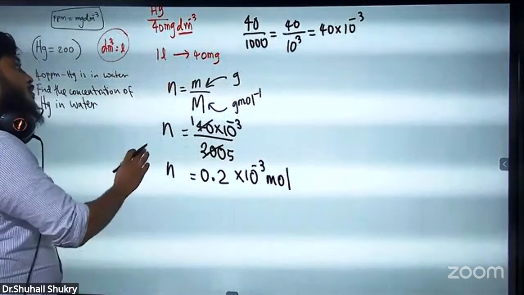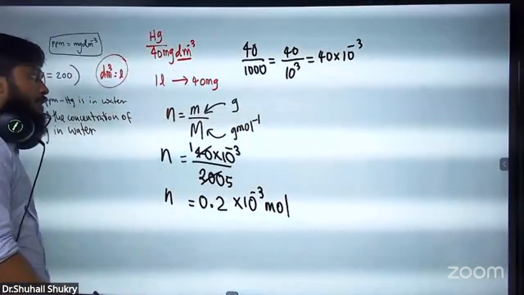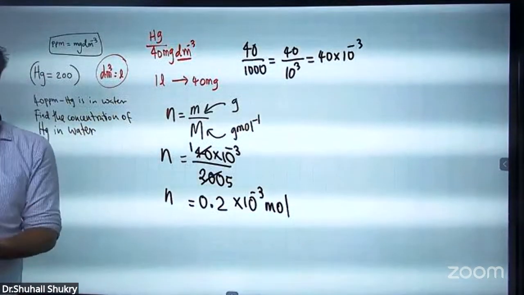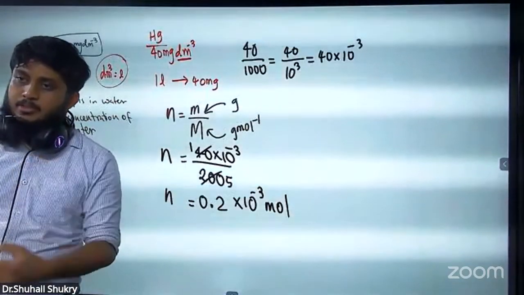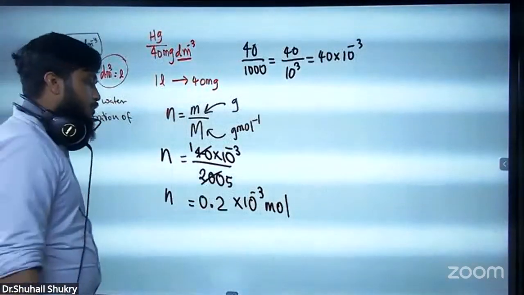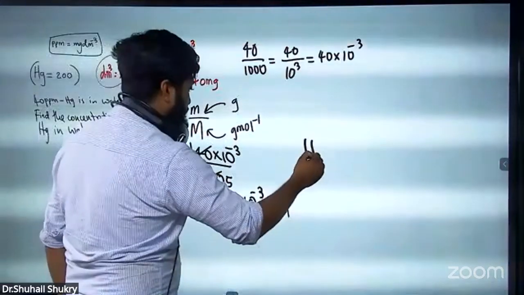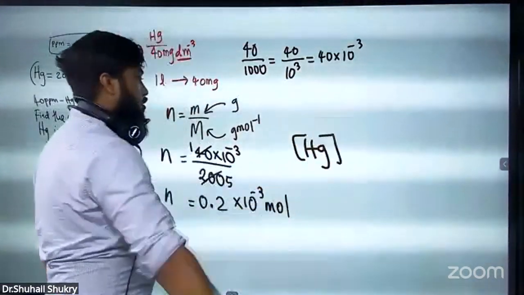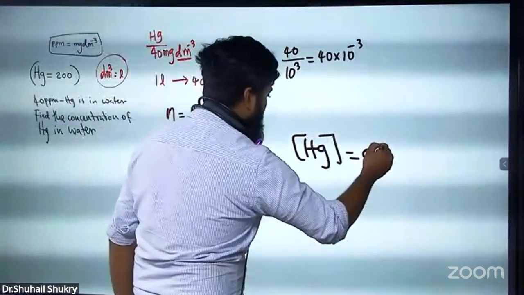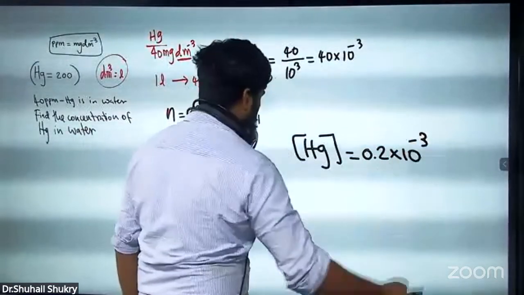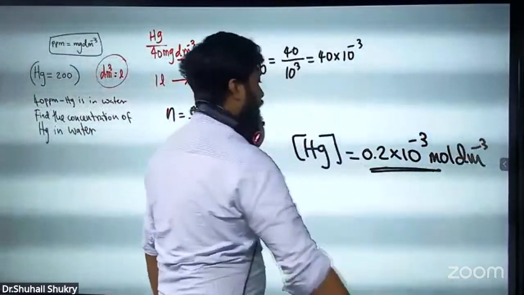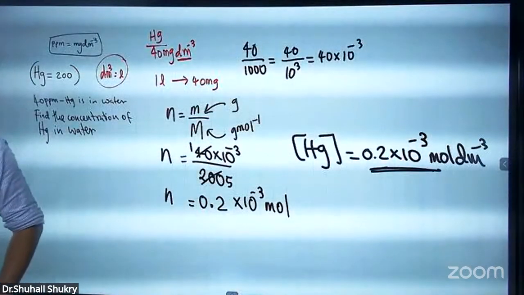This is present in how many liters? In 1 liter. What is concentration? The number of moles present in 1 liter, or in 1 decimeter cubed, is known as concentration. So what is the concentration of this? The concentration of mercury I can write by putting Hg in a box, which means concentration. So the concentration of Hg is 0.2 into 10 to the power minus 3 mol dm minus 3. This is the concentration of Hg in the solution.